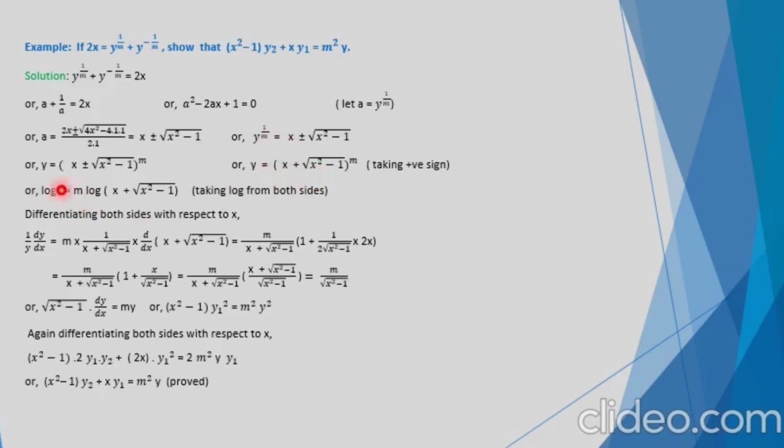Therefore y equals this one. Taking log on both sides, log y equals m log (x plus root over x square minus 1). Now differentiating both sides with respect to x, the derivative of log y is 1 by y into dy dx, which equals m into the derivative of log (x plus root over x square minus 1). That is 1 by (x plus root over x square minus 1) into d/dx of (x plus root over x square minus 1), equal to m by (x plus root over x square minus 1) into 1 plus the derivative of root over x square minus 1, which is 1 by 2 root over x square minus 1 into 2x. Then 1 by y dy dx will be m by root over x square minus 1.